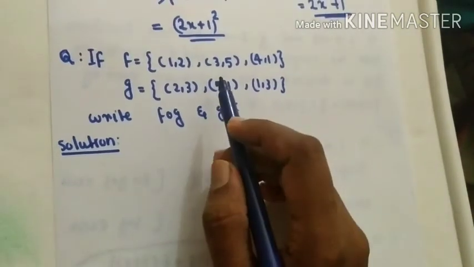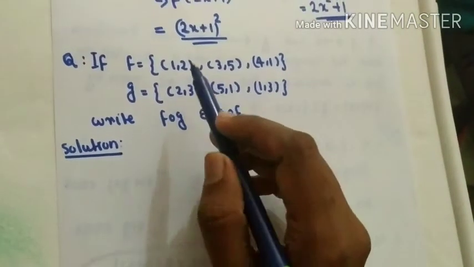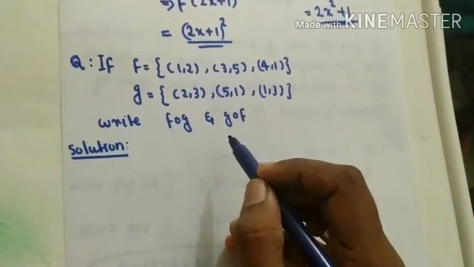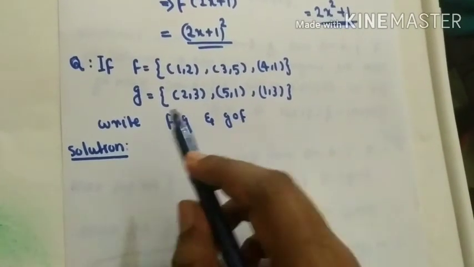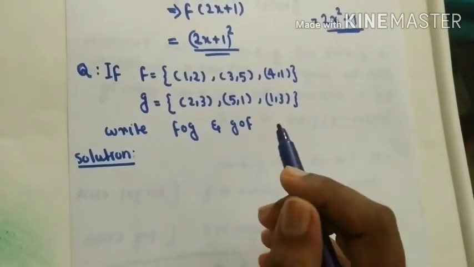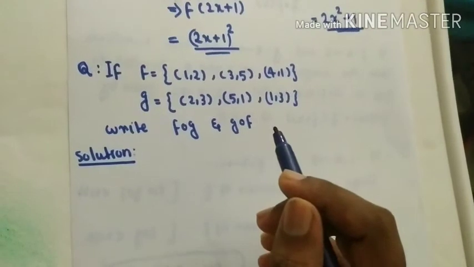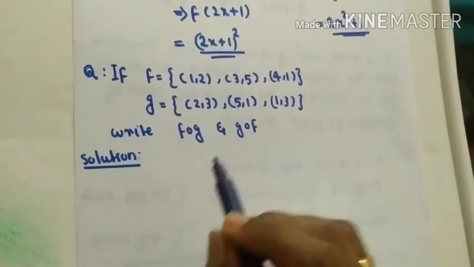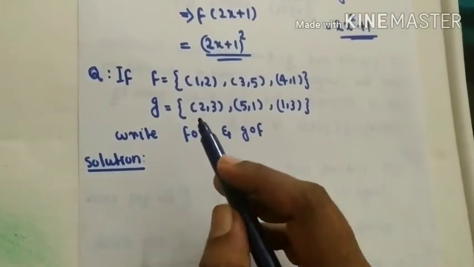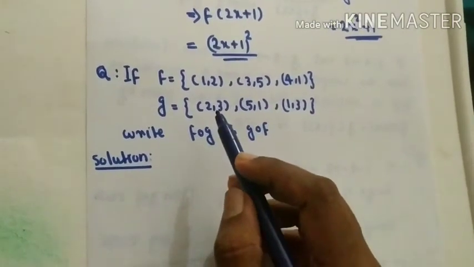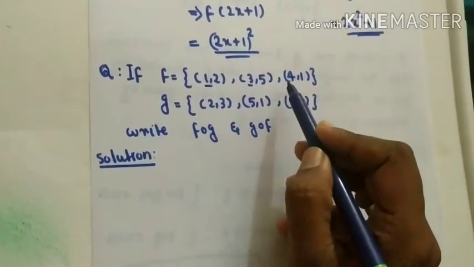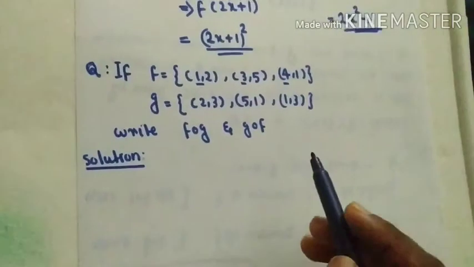This is our second question. Here f and g are defined in terms of ordered pairs, and we need to find out f of g and g of f. Before we do that, we need to at least have this f and g sorted. In the previous class, we know the domain of the function is the first coordinate. I hope you remember.